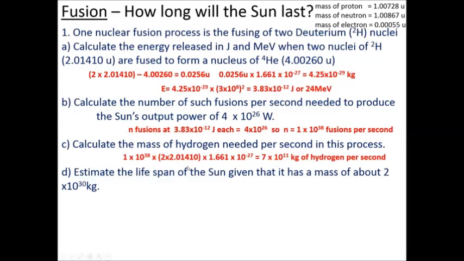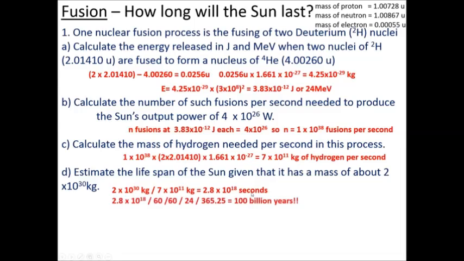Estimate the lifespan of the sun given that it has a mass of about 2 times 10 to the 30 kilograms. So this puts it into perspective. Even though we're getting through that amount of hydrogen, we've got a mass of 2 times 10 to the 30. So 2 times 10 to the 30 divided by 7 times 10 to the 11. Rough calculation, the sun's going to last about this many seconds, 2.8 times 10 to the 18. So let's just convert that into years. So divided it through and we get 100 billion years.